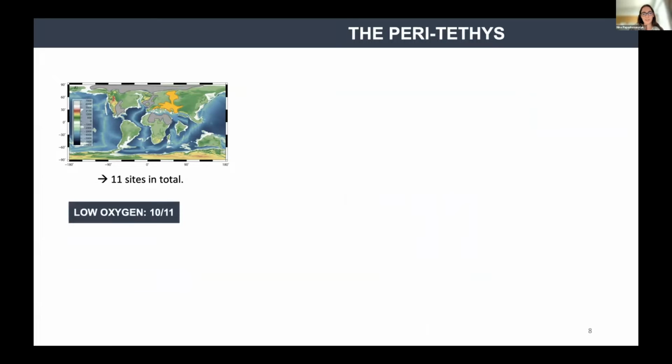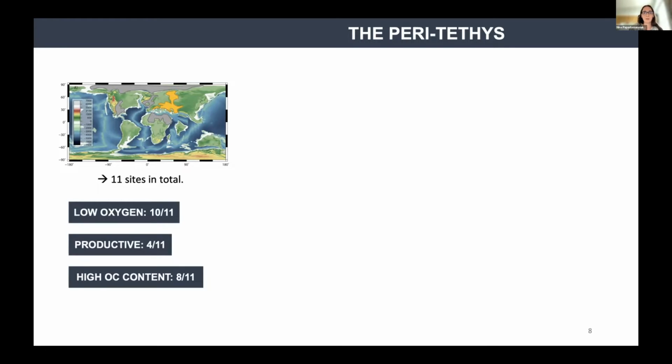Again, most of them show us that there was either sustained low oxygen or a decrease. There's not a lot of data on productivity, but for all of the sites that do have some data, they all show an increase in productivity at the same time. And most of these sites do have a very high organic carbon content, which suggests that burial of organic carbon, or the preservation once it was deposited on sediments, was quite high.